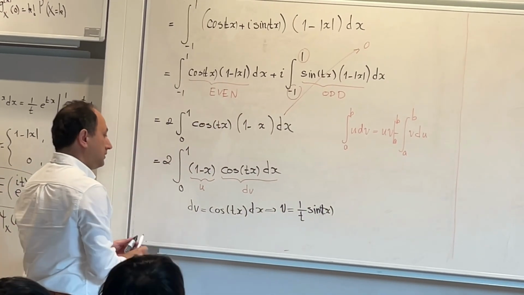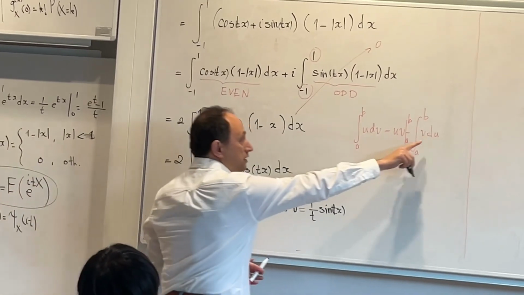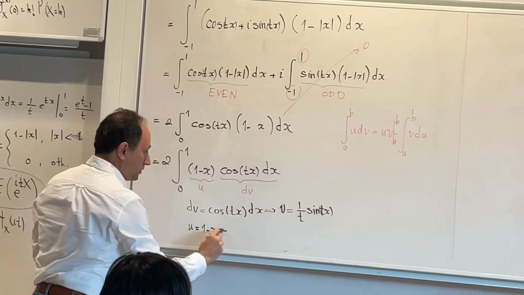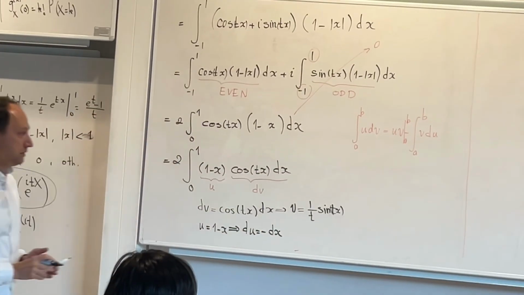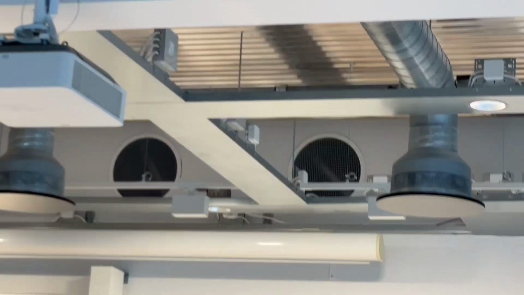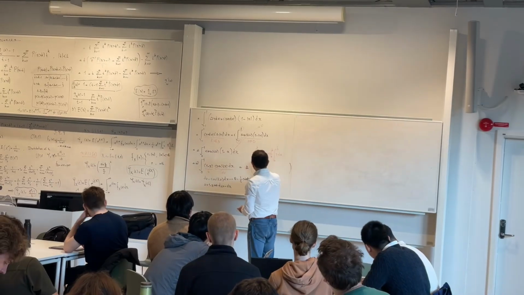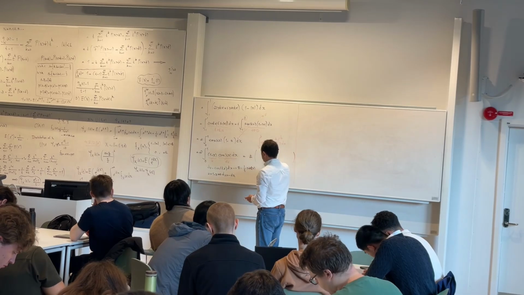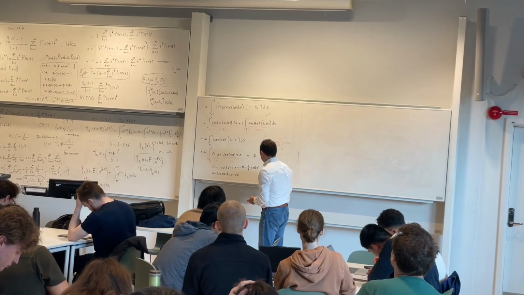If u is this guy, on the right hand side of the formula I need du as well, so I calculate du, which is minus dx. Now I put everything in. I have a 2 here, so I write 2, open a pair of brackets, and use the formula u times v. This is my u, this is my v. When I multiply them, what will happen?